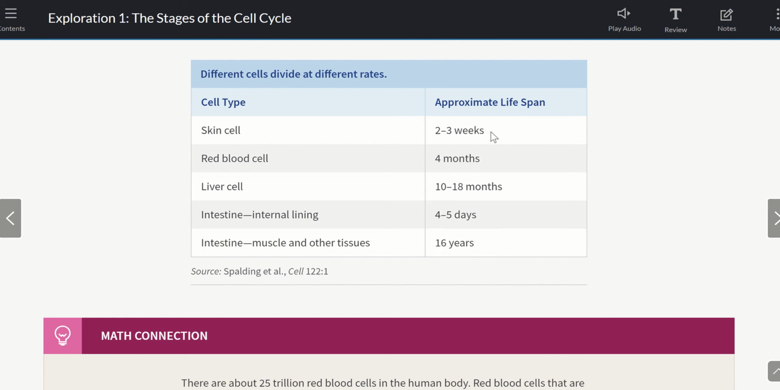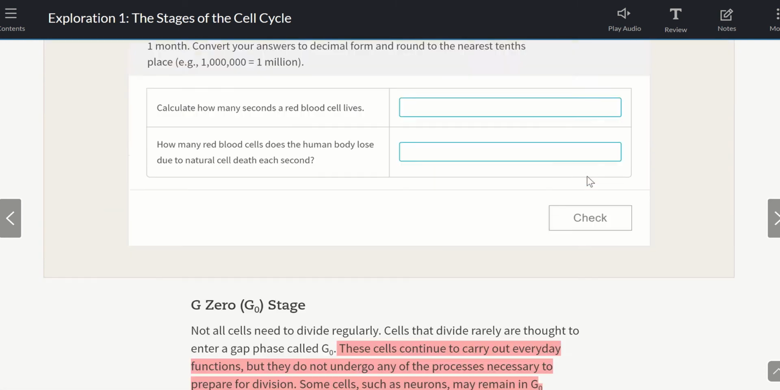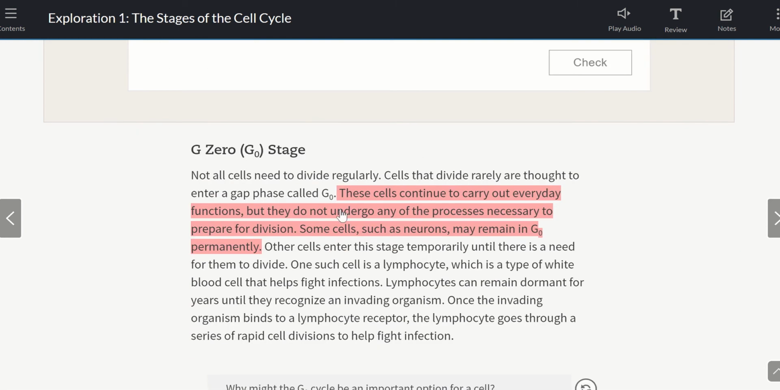Okay, so as you can see, not all cells live the same amount of time. It has to do with their function, and what they do and where they do it. All right, as we scroll down, we're going to talk about G0. It says these cells continue to carry out everyday functions, but they do not undergo the process necessary to divide. So they're going to stop at G0.